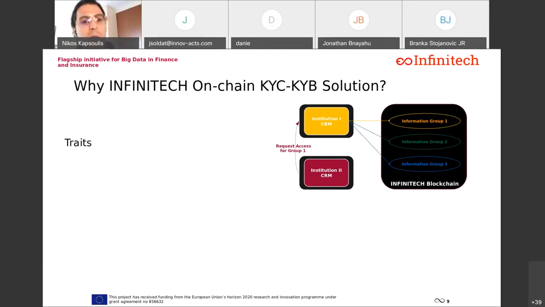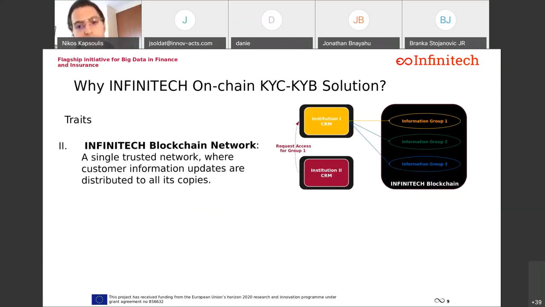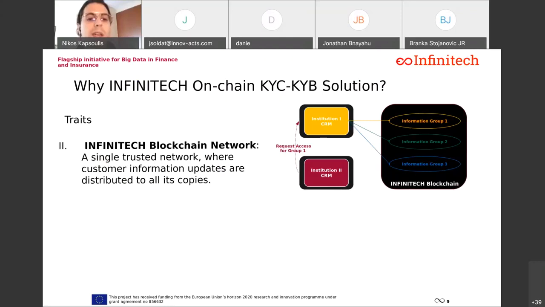And I'm continuing with the traits of our solution. One major one is the single network that we have, the private INFINITECH blockchain network, and that the updates of the client information are replicated to all of the copies inside the network, which solves a very important problem in this financial sector use case, since the update of the client data is not something that is very easy to do and automate.